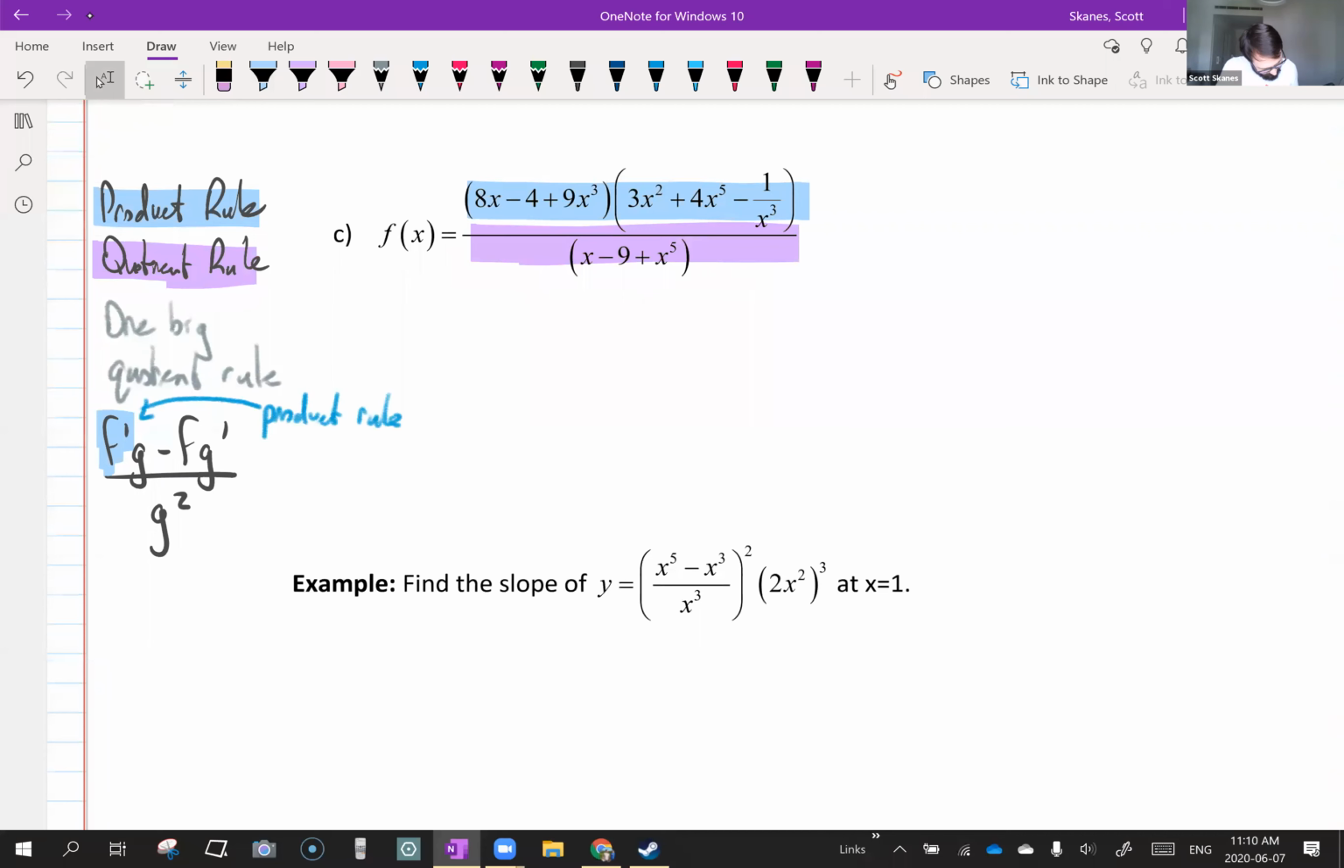All right, let me shorten that. And let's see if we can work this out. Let me try and think of the easiest way to do this.